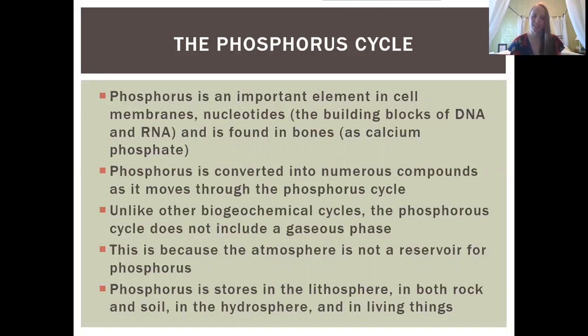And unlike the other biogeochemical cycles that we've looked at, the phosphorus cycle does not include a gaseous phase. So there is no atmospheric phosphorus. The atmosphere is just not a reservoir for phosphorus. Instead, it's going to be stored in the lithosphere, in both the rock and the soil, in the hydrosphere, and in living things.